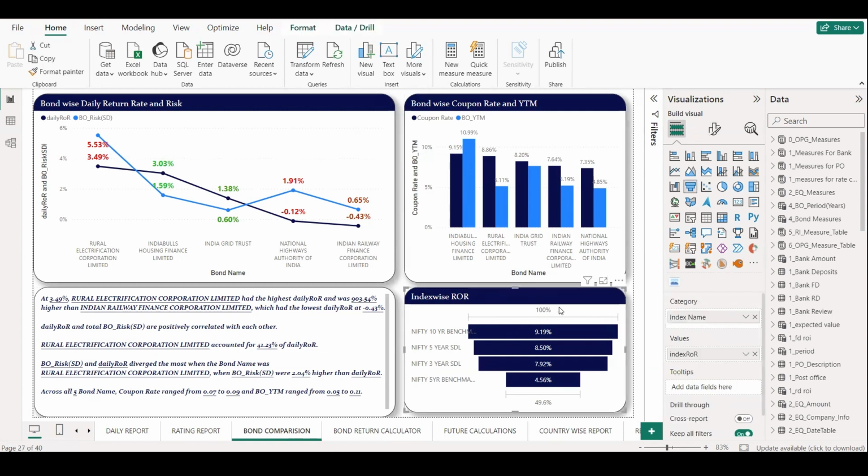And finally, we have the index-wise rate of return. We have different indexes here: the 5-year index, 10-year index, 3-year index, and each index has a different rate of return. It's just an informatory visual here, so that's nothing to worry about.